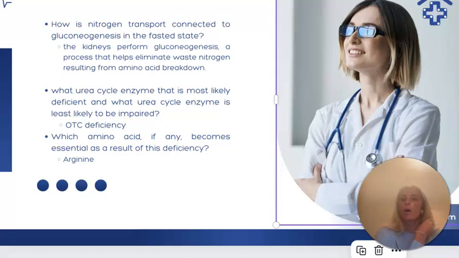Also, what urea cycle enzyme is most likely the deficit, and what urea cycle enzyme is least likely to be impaired? In many urea cycle disorders and some conditions related to arginine metabolism, there is an increased excretion of orotic acid, which is an intermediate in the production of pyrimidines. Measuring orotic acid levels can help identify different causes of high ammonia levels.